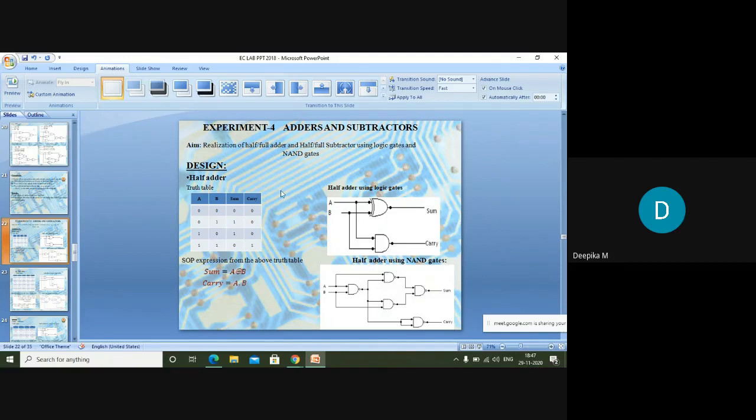Okay, so coming to the design, you can see here, this is the half adder. This is actually the truth table of the half adder. Here, these are the two inputs, A and B. We will be having four sequences, that is 0 0, 0 1, 1 0 and 1 1. So these are the four states.